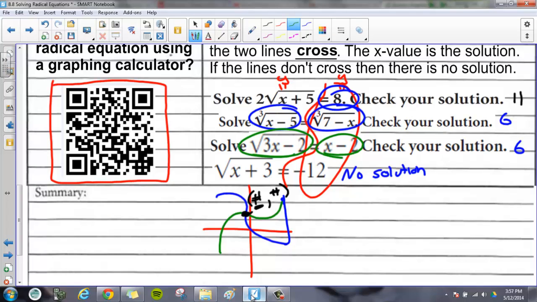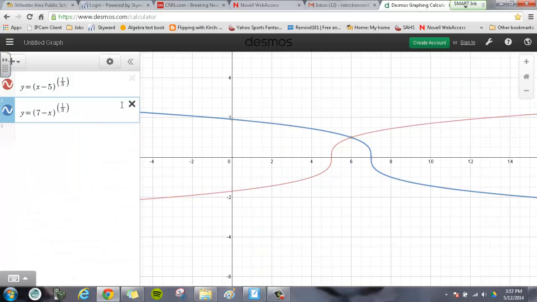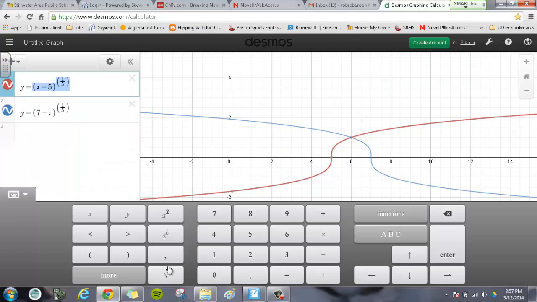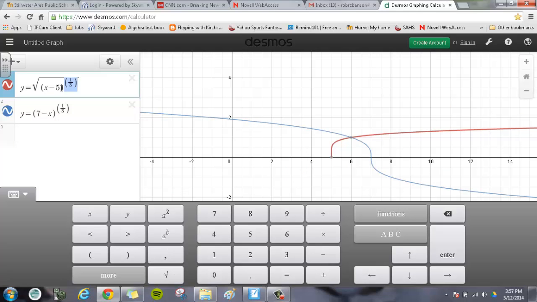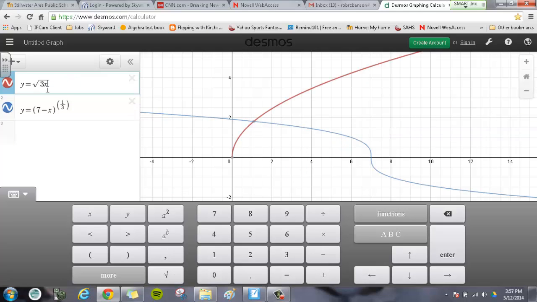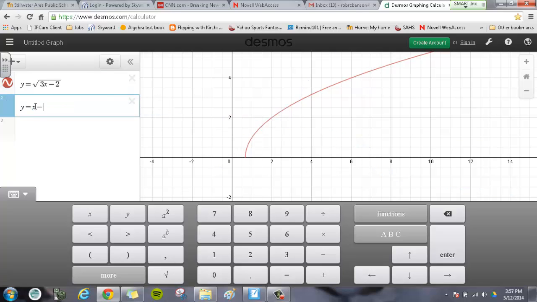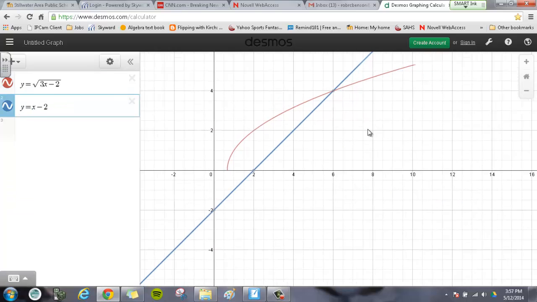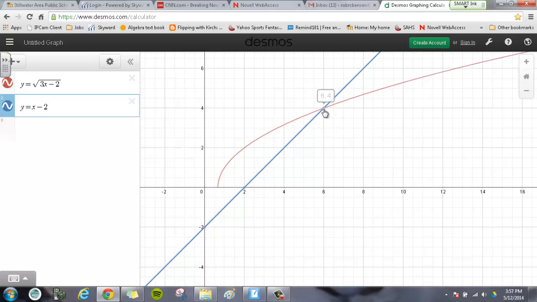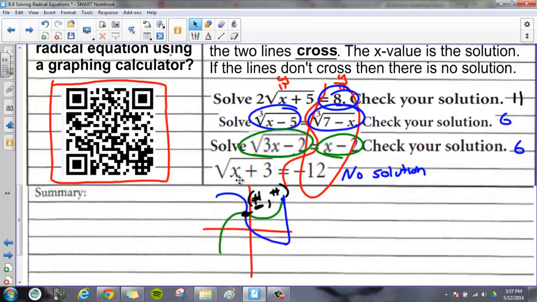Let's do this one now. We got the square root of 3x minus 2, and then y equals x minus 2. So got to put those 2 in there. And we want to find where these two graphs cross. It crosses over at, there you go, at 6, 6 comma 4, and the solution to that is 6. It's your x value. You just want to look for your x value there.